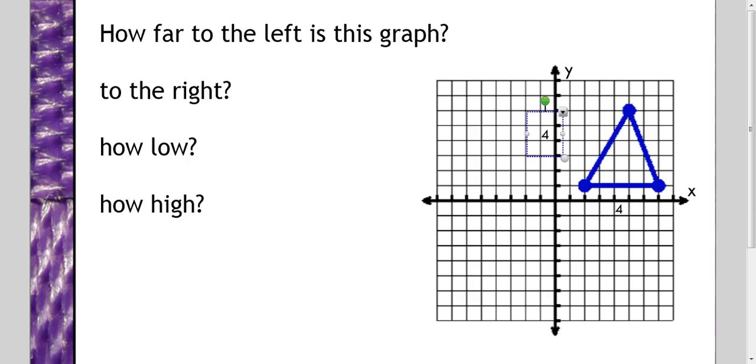Oops, wrong one. I want to do this. Sorry, I'll edit that out when I have time at some point. Come on, there we go.